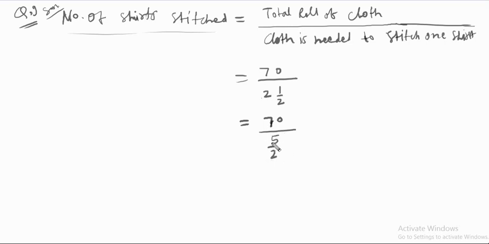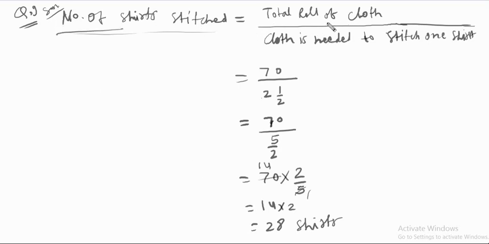So let us write this denominator in the form of multiplication. It will become the reciprocal like this. 5 ones are 5, 5 ones are 5, 2 remaining, 5 fours are 20. So here 14 into 2 will be equal to 28 shirts. 28 shirts we can stitch from this roll, right? This is your answer.